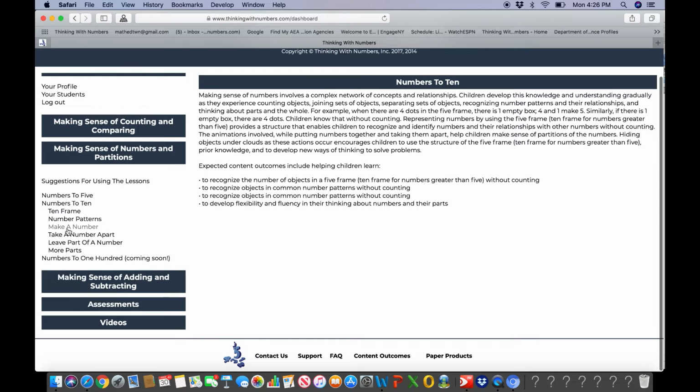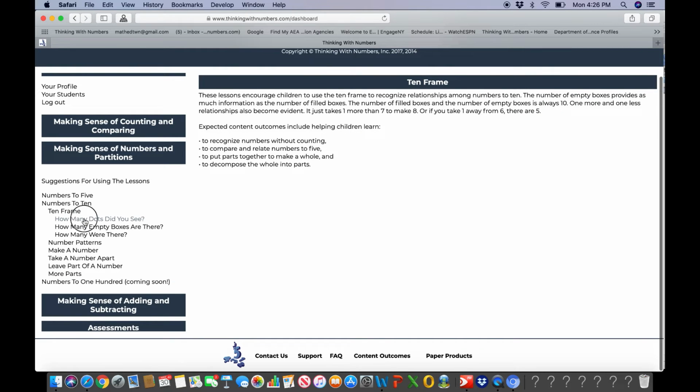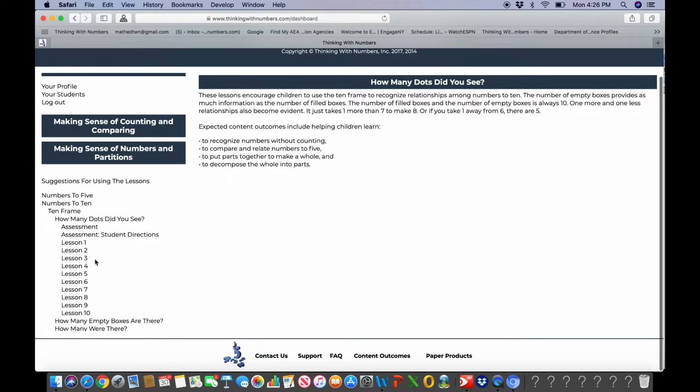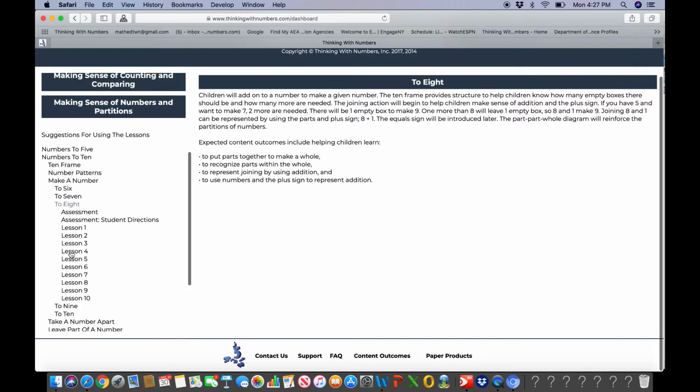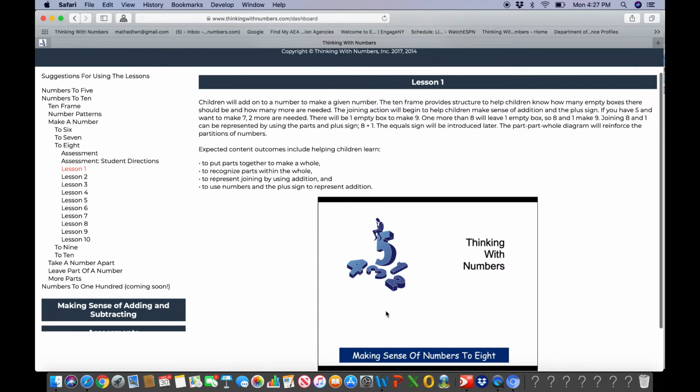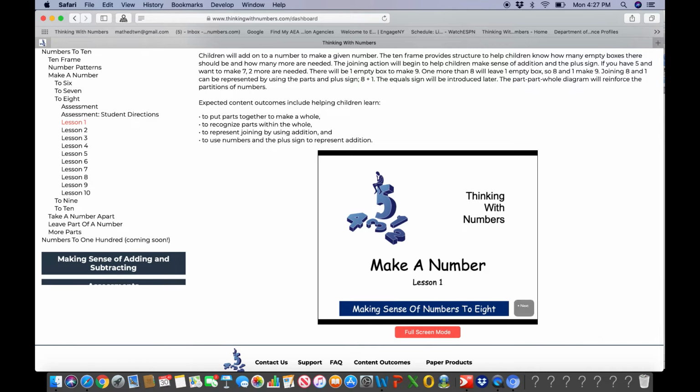Now, because all of these lessons down here, which we'll look at in a second, use the 10 frame, you have to do some of these lessons, how many dots did you see, first to make sure that the child understands the 10 frame before you do these down here. Now, let's take a look at Make a Number, and we'll just do numbers to 8, and let's just do lesson 1, for example. Okay, remember, your child's job is to solve the problem and explain their thinking. Your job is to listen to that thinking.